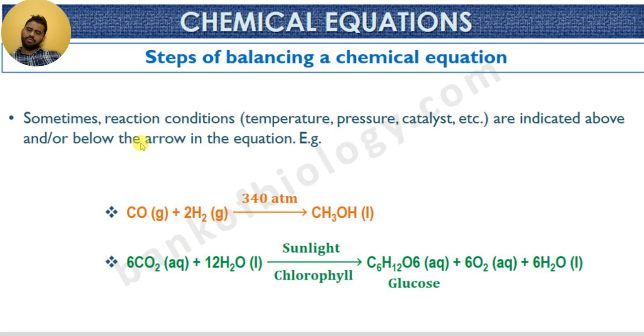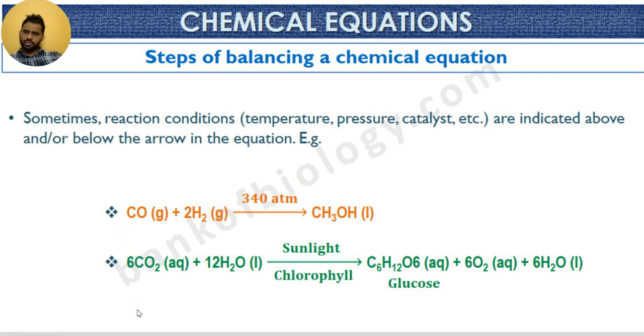These are indicated above or below the arrow in the question. So CO, carbon monoxide, plus 2H2, 340 atmosphere is the pressure, gives CH3OH. See, this is the second reaction. This reaction is very important. We have 6CO2, carbon dioxide in aqueous form, plus 12H2O water. Sunlight is a catalyst. Chlorophyll is present in the green pigment of leaves. This reaction is called photosynthesis.